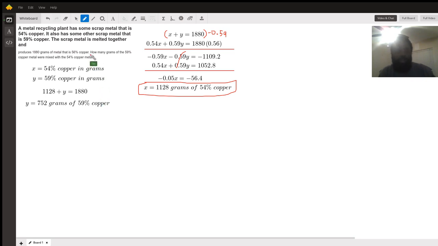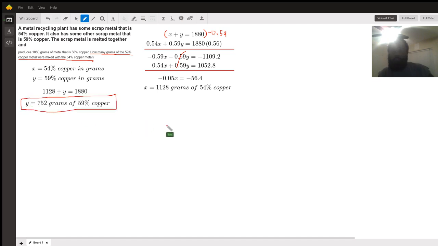Now notice in the question, how many grams of 59% copper metal was mixed with the 54% metal? So that means our goal was to look for and solve for y. So in order to solve for y, we didn't have to solve for x first. We could have solved for y first and skipped the whole step. But I decided to solve for the amount of grams in the 54% copper metal as well, to show you how to get both portions for both metals. Okay.